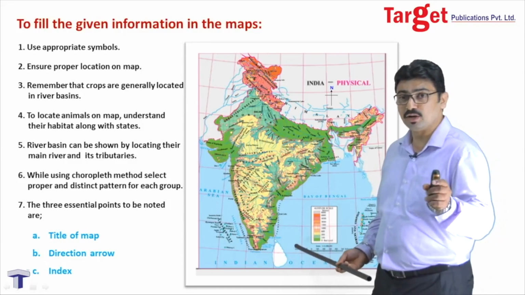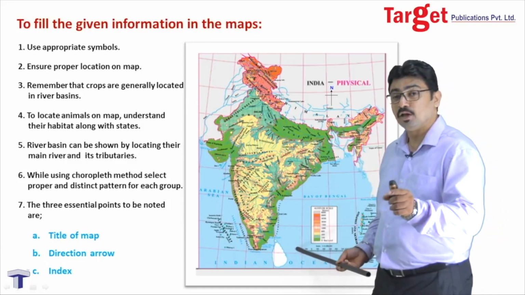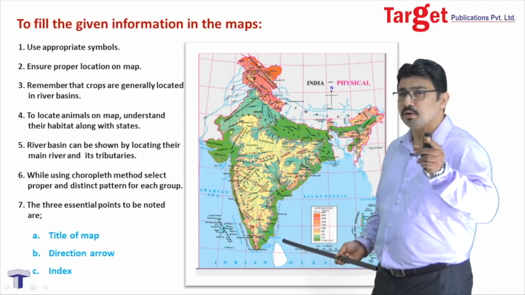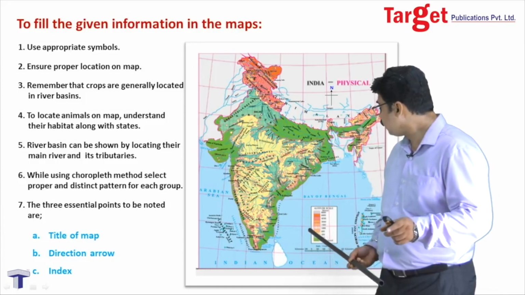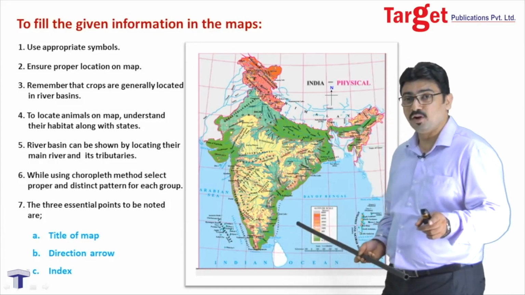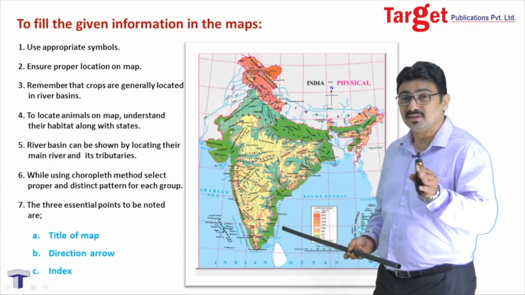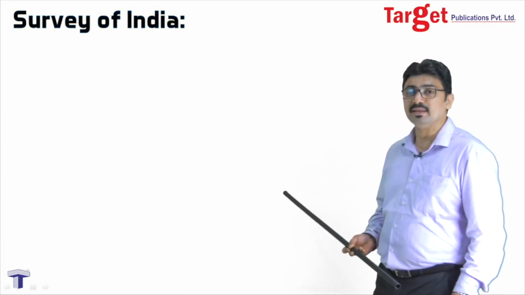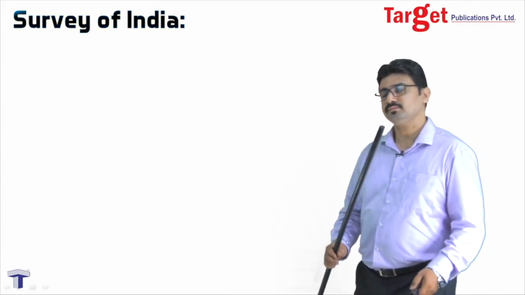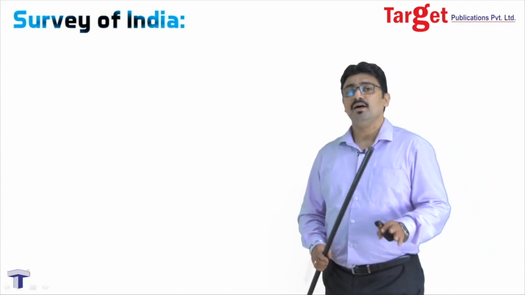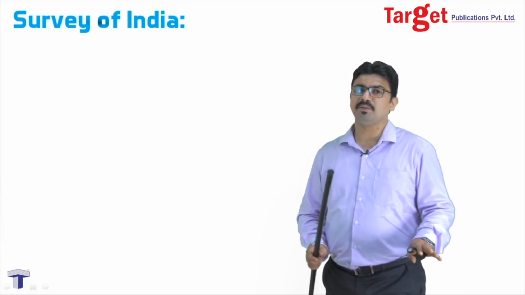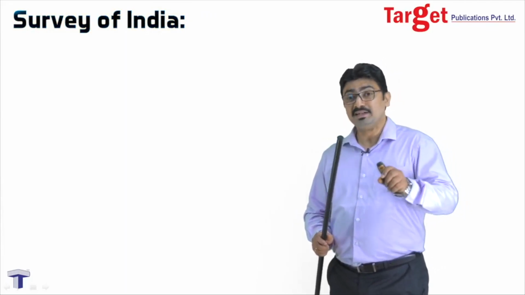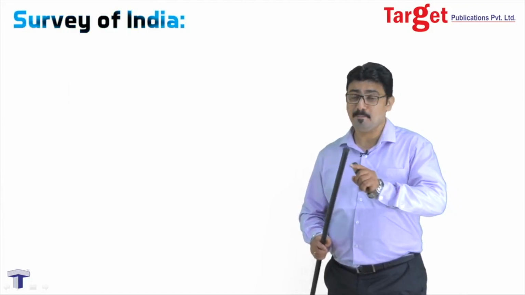You need to write what symbol is for which meaning. Also, if you have used tinting method or say choropleth method, you have to mention which color indicates which altitude or which color indicates what density. These information can be inculcated in the index part of it. So friends, with this, we understand what are the various informations required, what are the various points to be remembered, what are the various tricks to be remembered while filling a map.